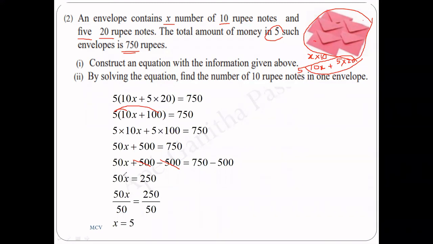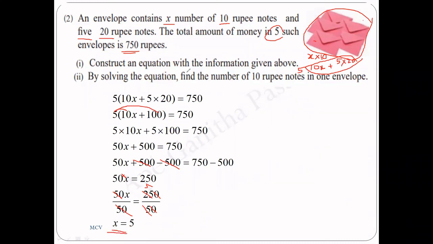50x means 50 into x, so divide both sides by 50. Then cancel this 50 with this 50, leaving x. Cut this 0 with this 0. 5 into 1, 5 into 5 is 25. So what is the answer? The answer is x equals 5.